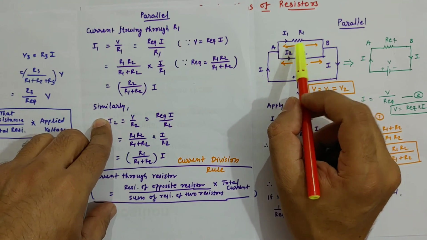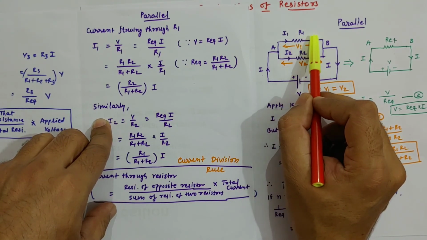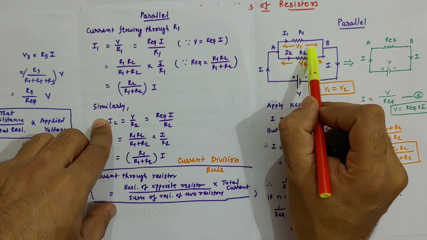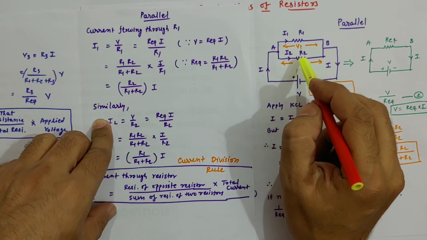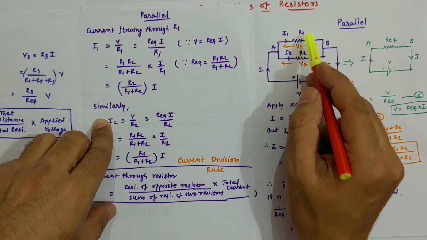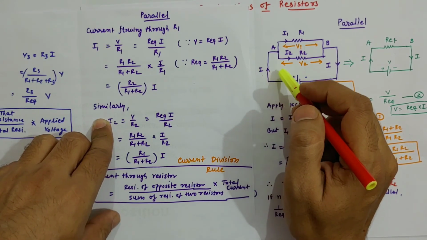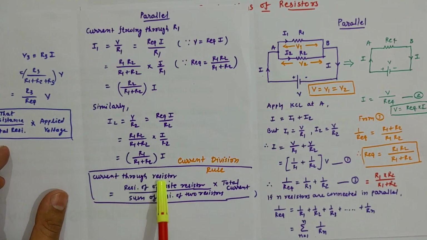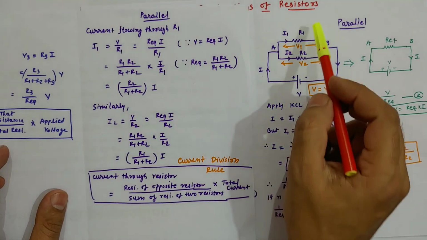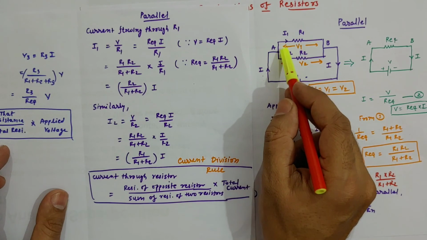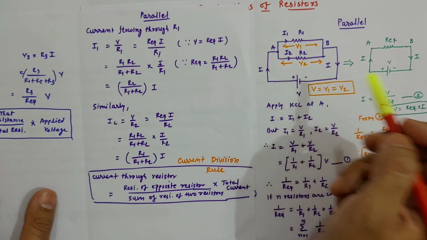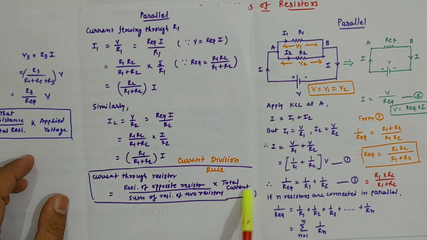So if you want to find the current in this branch, the equation would be opposite resistance divided by total resistance, multiplied by current I. So we can write: current through the resistor is equal to the resistance of the opposite resistor divided by the sum of resistance of the two resistors, multiplied by the total current. The total current is divided into two parts. So this equation is called the current division rule.